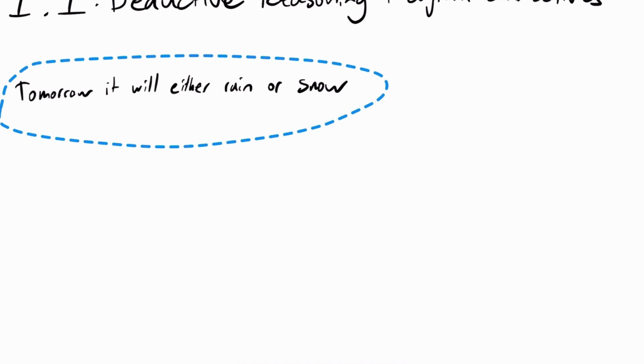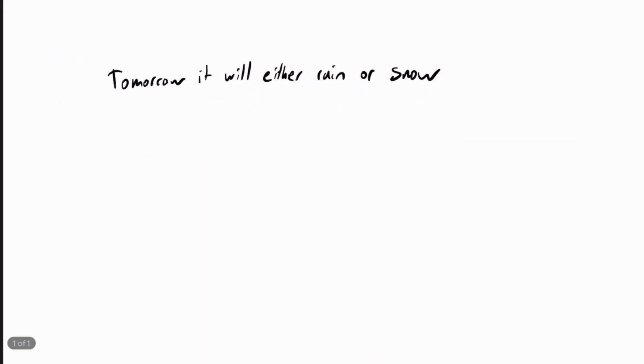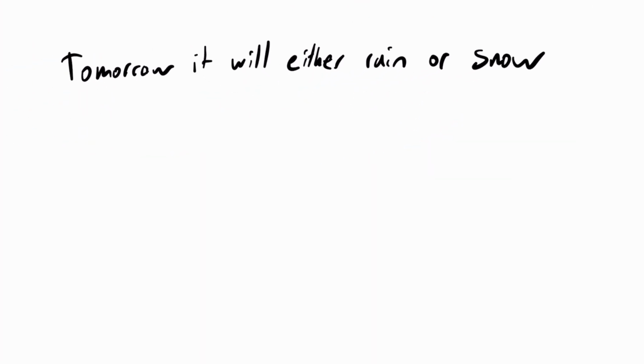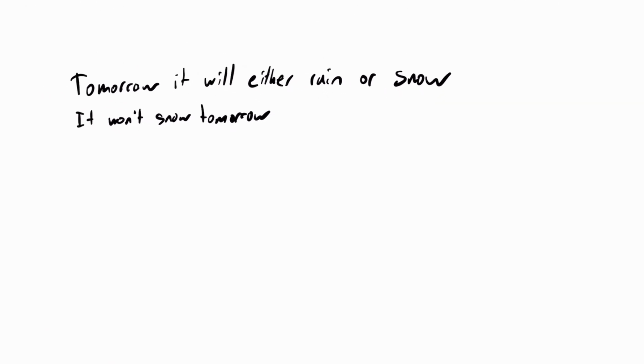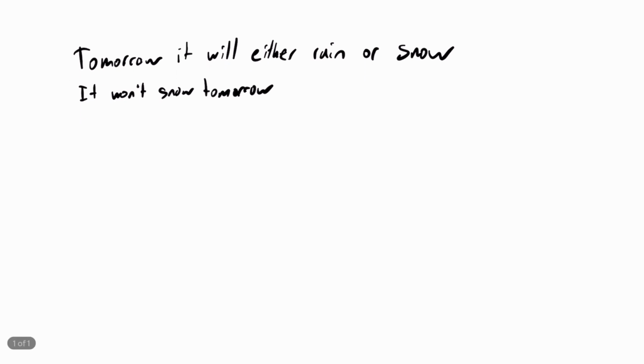This is what we call a premise, all right? And now we have another premise. Let's say it won't snow tomorrow. Now we have two premises. Premise number 1 says that it will either snow or rain tomorrow. And premise number 2 says it won't snow tomorrow. So therefore, it will rain tomorrow.